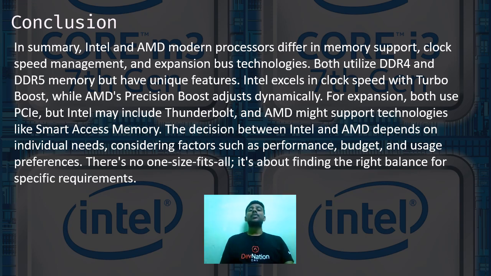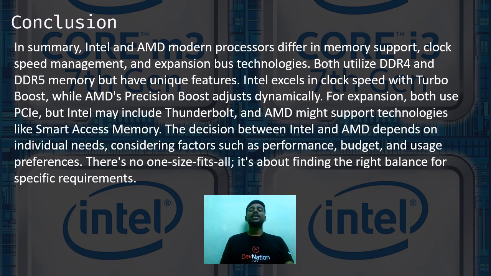Finally, let us arrive at the conclusion. In summary, Intel and AMD modern processors differ in memory support, clock speed management, and expansion technologies. Both utilize DDR4 and DDR5 memory but have unique features. Intel excels in clock speed with Turbo Boost, while AMD's Precision Boost adjusts dynamically. For expansion, both use PCIe, but Intel may include Thunderbolt and AMD might support technologies like Smart Access Memory.